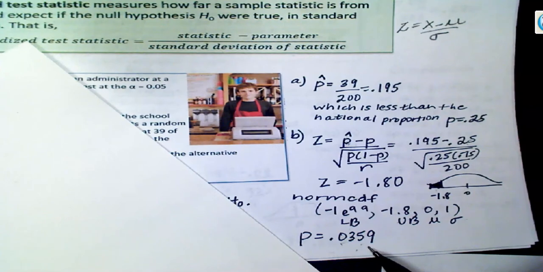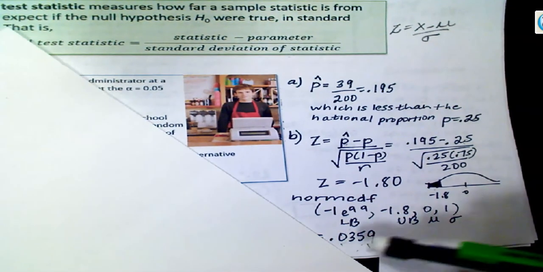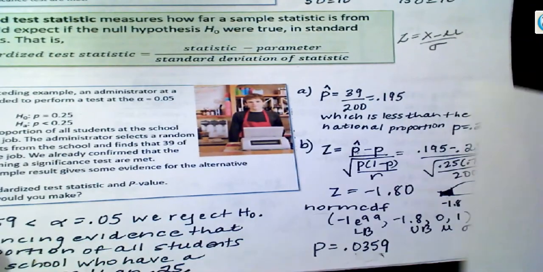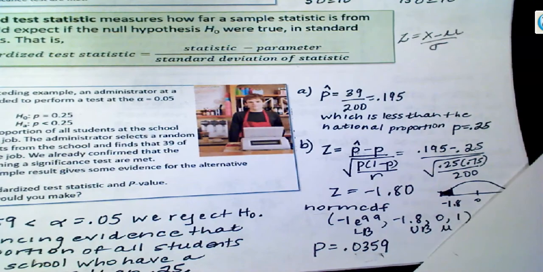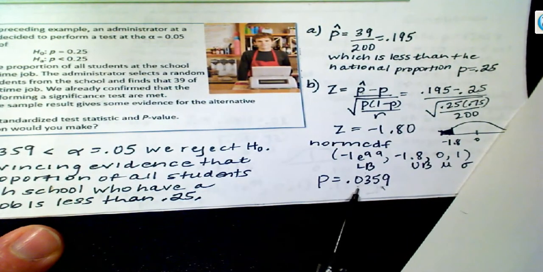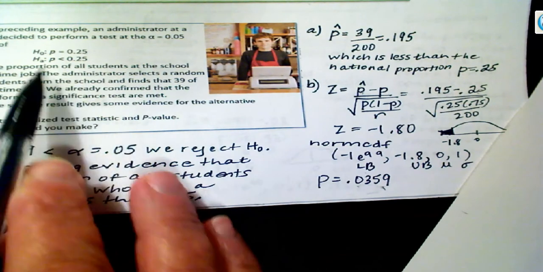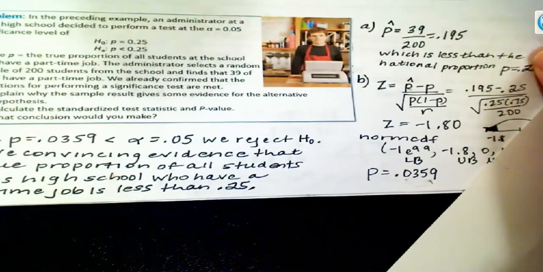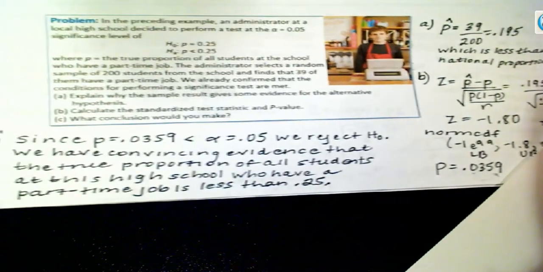So when we look at this and we compare it to our alpha value, our alpha value is 0.05. So think about this compared to 0.05. Does everybody agree that this is less than 0.05? So that means that our P is low. And we had said in the last section that if your P is low, you're going to reject the null hypothesis and conclude that the alternative is true. So let's write out our conclusion.